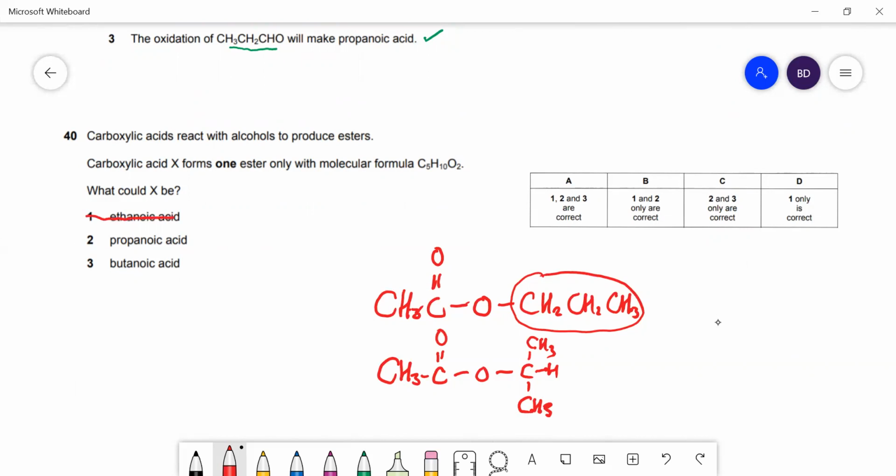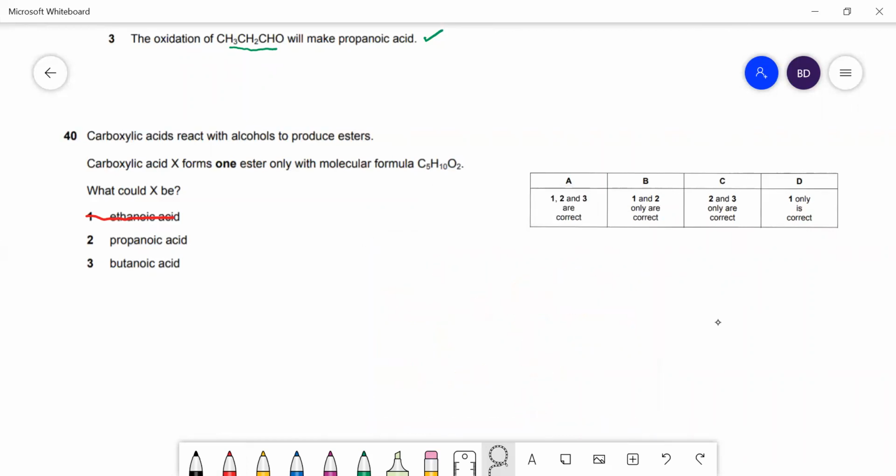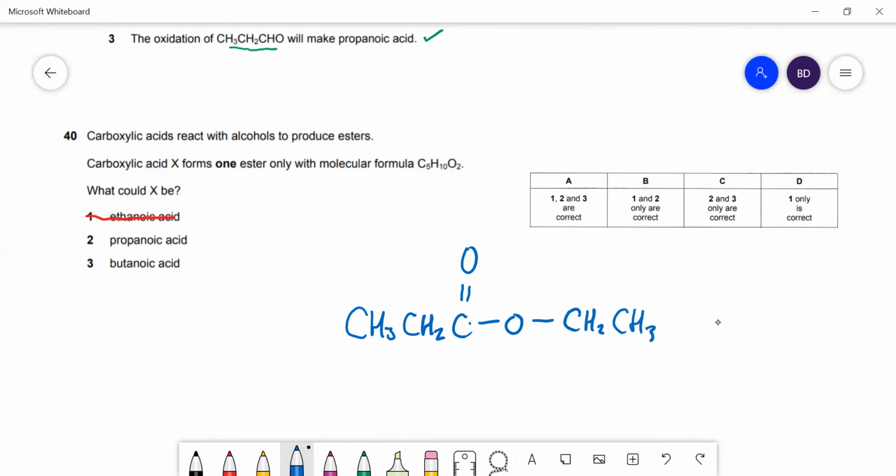Propanoic acid, let's try that. So propanoic acid, yeah, you're going to have CH3CH2. And now you've only got 2 carbons to think about, and so you can only really have them like that. Okay, you can't have any branching there. So yeah, that will only give you 1 ester.